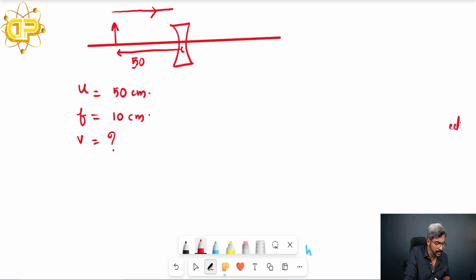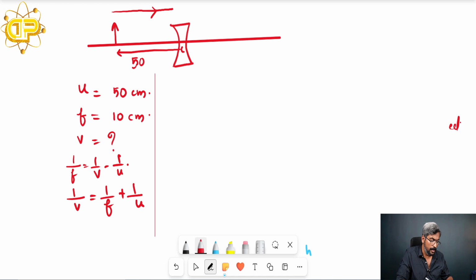By the lens formula, 1 by f is equal to 1 by v minus 1 by u, and also 1 by v is equal to 1 by f plus 1 by u, because the minus is changed to positive when taken to the other side. Now what happens here? 1 by v is equal to 1 by f, that is 10. But we need to know whether it is positive or negative. Which lens is this? This is a concave lens, and a concave lens is what type of lens? It is a diverging lens.